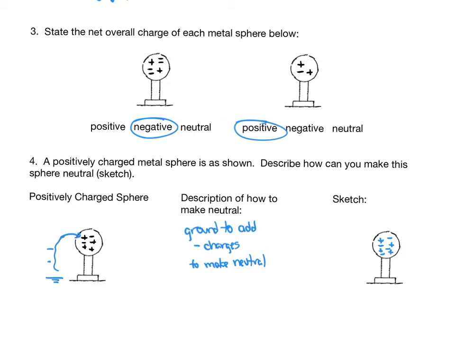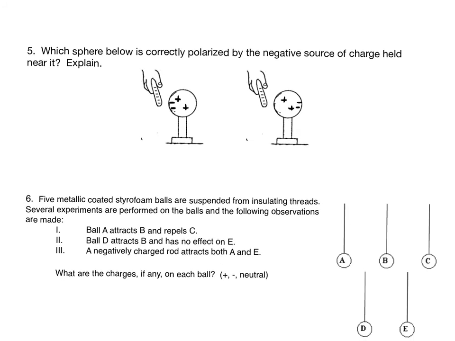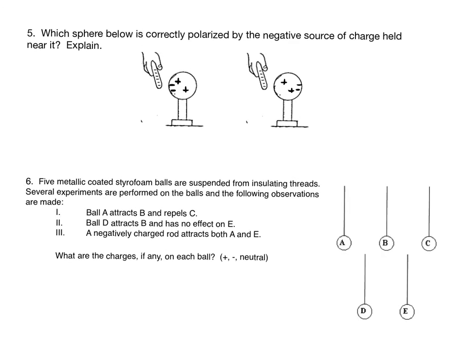All right, on to number 5. Which sphere below is correctly polarized? So we want to see our charges separate. Here we have a negatively charged object, and here we have our sphere. It's neutral, 2 positive, 2 negatives. Same thing, right? 2 positive, 2 negatives, but which one shows it correctly polarized?